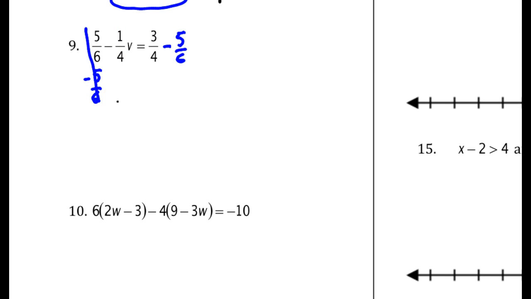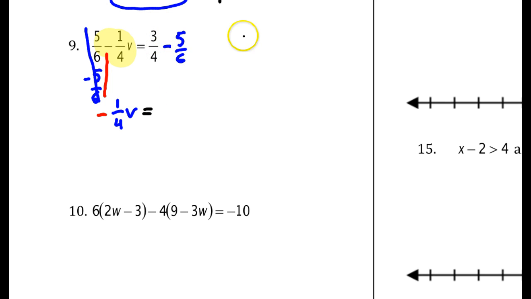Now be careful here. Some people do this. The part that's incorrect here is that this is a negative 1/4 v. So you've got to bring down the negative sign as well. Some say, but that's the subtraction sign. But a subtraction sign is also a negative sign. Alright, so here we go. Let's go ahead and subtract these two.